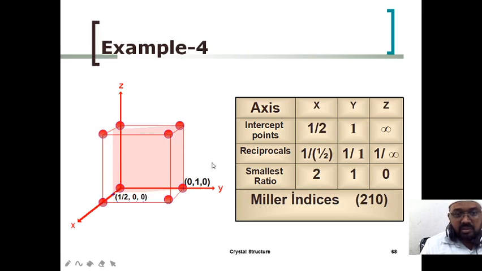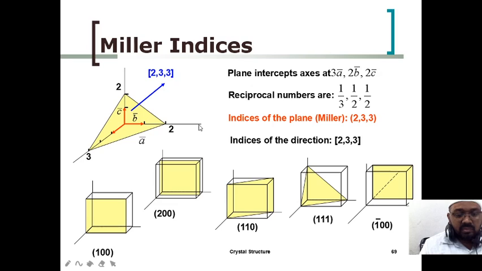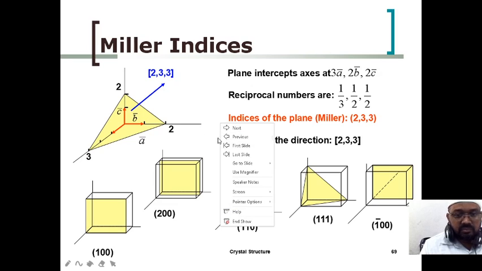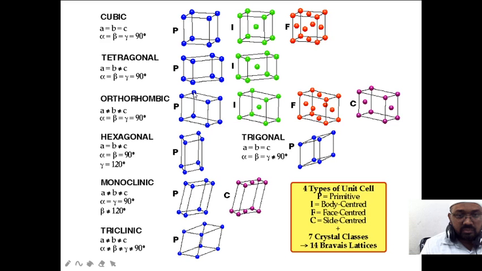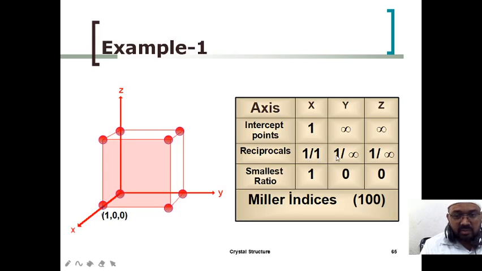Right? Here, I have numerous examples. First example: 1 by 1, 1 by infinity, 1 by infinity, which gives 1, 0, 0. So what is the Miller indices? If I write a comma, that is not Miller indices, that is only points. So the Miller indices are 1 0 0. Okay, this is example 1.